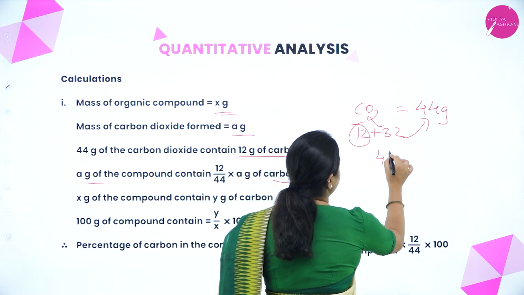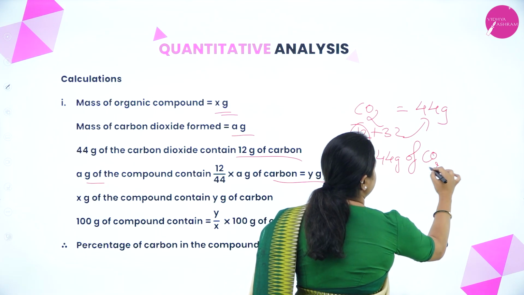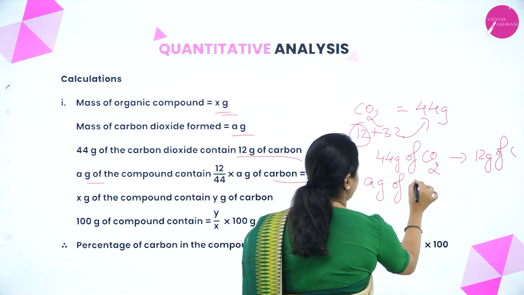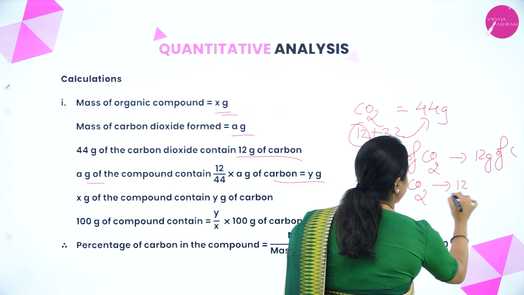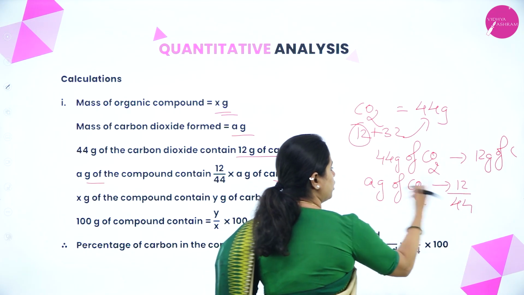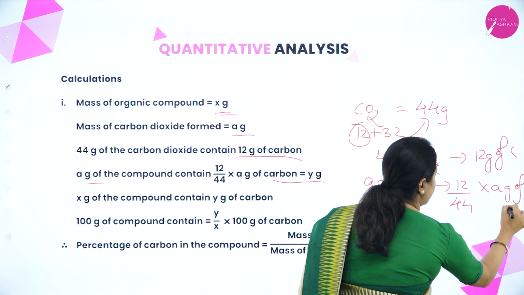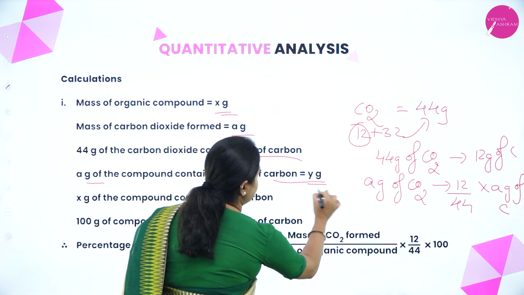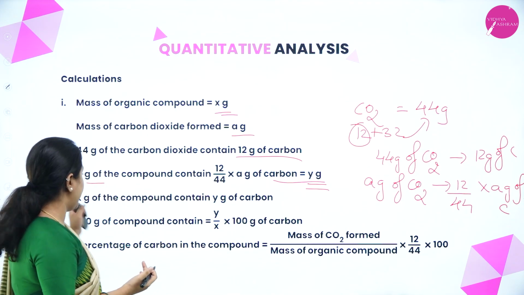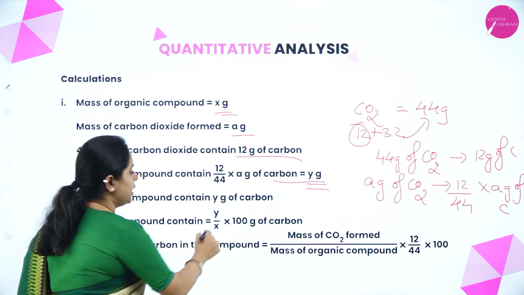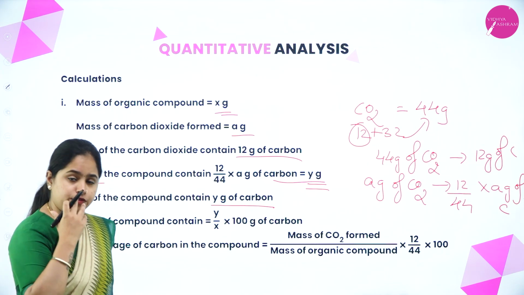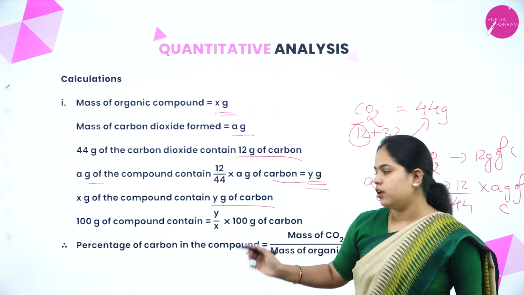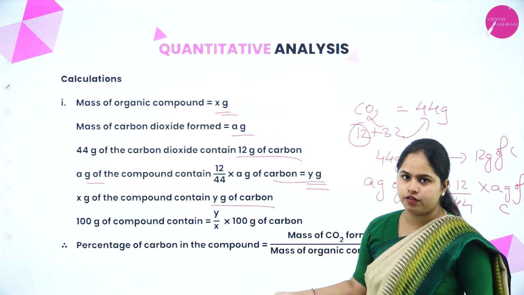So if 44 gram of carbon dioxide contains 12 gram of carbon, then a gram of carbon dioxide will contain 12 divided by 44 into a gram of carbon, right? Yes, right. So I hope that part is clear. So if we take it as Y gram, then in general we can say X gram of organic compound will contain Y gram of carbon. So if X gram of organic compound contains Y gram of carbon, 100 gram of the compound will contain Y by X into 100 gram of carbon, right?